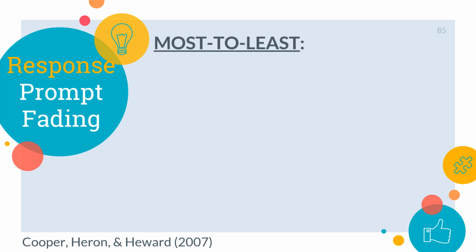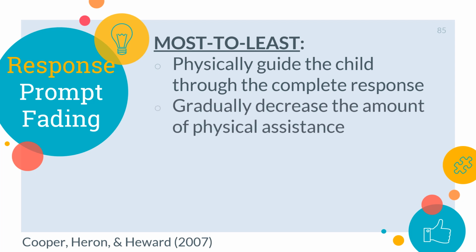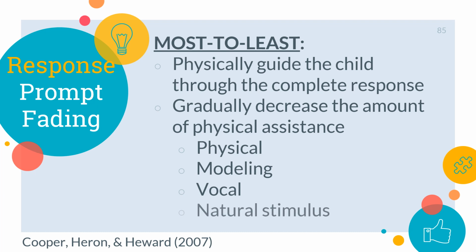Starting off with the most to least prompting hierarchy. This is where you physically guide the child through the complete response, and then you gradually decrease the amount of physical assistance. An example of this would be starting with a physical prompt, moving into a model prompt, and then providing only a vocal prompt, until finally the natural stimulus, or the desired discriminative stimulus, is controlling the response.